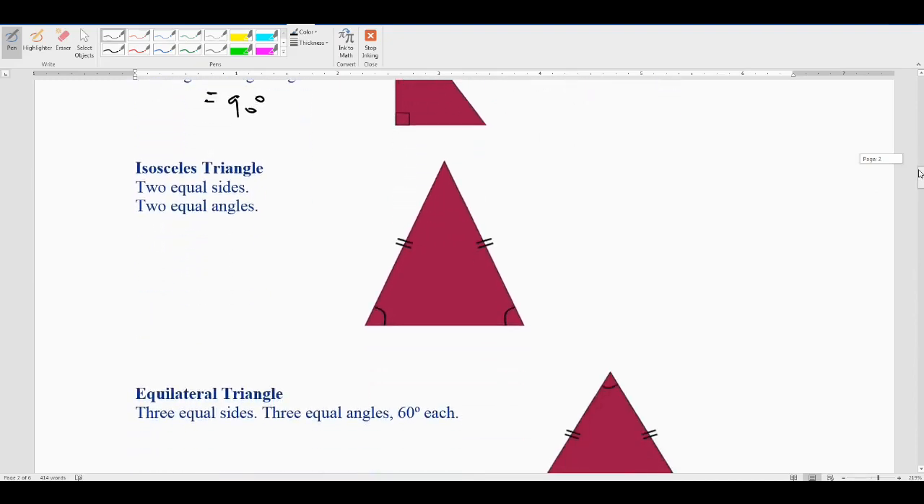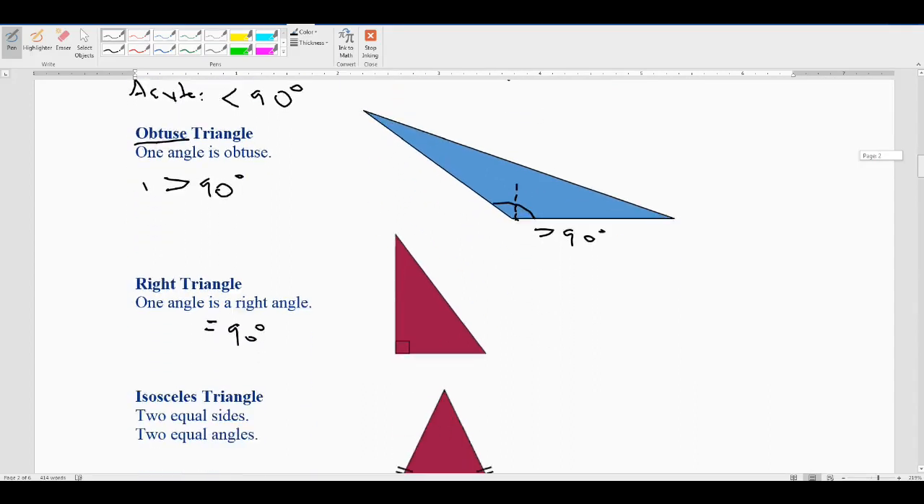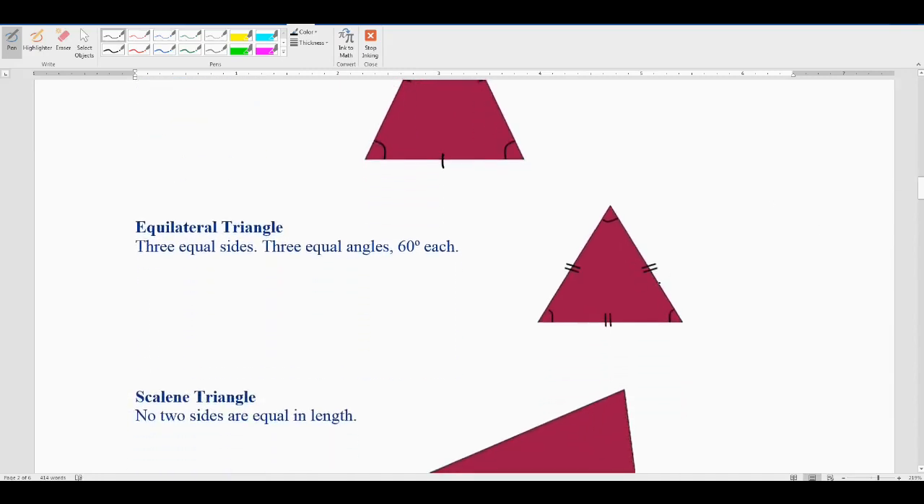Now, some other definitions. These three involve angles: acute less than 90, obtuse greater than 90, right equals 90. These three involve sides. In the isosceles triangle, you've got two equal sides. Anytime you see these double lines, that means these two sides are equal. I could put a single line there to show that this side is different than these two. So it's got two equal sides, which means it has two equal angles also. Equilateral means all the sides are the same, which means all the angles are the same. So everything's equal in equilateral.